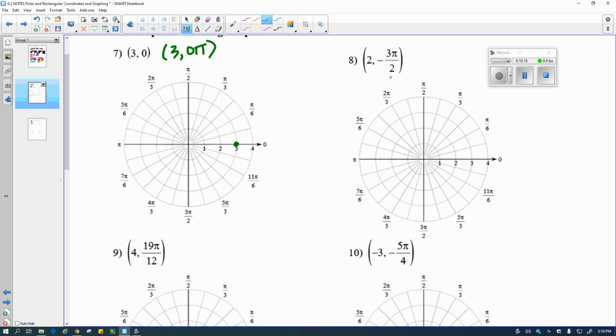And so if I look at problem number 2, it says go out to 2, a radius of 2, and then go backwards pi and a half. So I go out to 2, and I go backwards. I'm just kind of sketching around pi and a half. So that puts me at 2 comma negative 3 pi over 2. It's all about the movement of the angle.